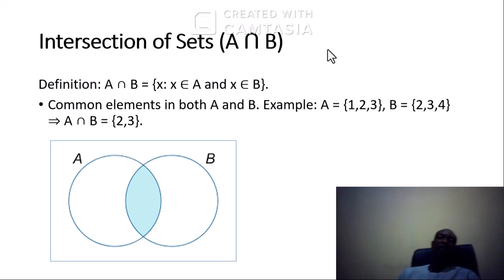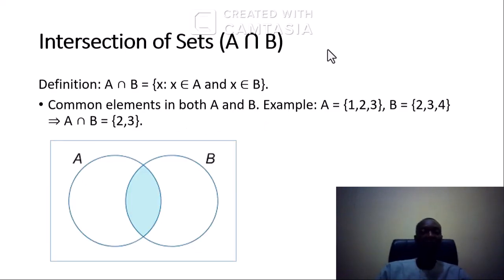So let's talk about the next one, which is intersection of sets. Intersection of sets is talking about the elements that are common to both sets. You have set A and you have set B. The elements in set A that are also in set B are the intersection of the two sets. Take for example, we have set A {1, 2, 3} and set B {2, 3, 4}. So we have 2, 3 in set A, and 2, 3 is also in set B. So 2 and 3 are common to both sets A and B. So the intersection of set A and set B is what? 2 and 3.